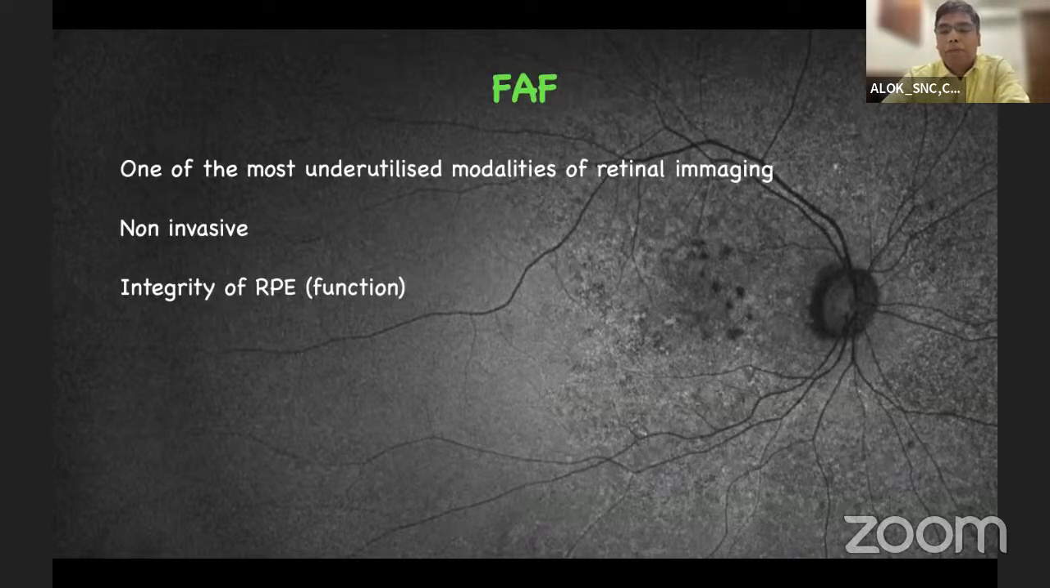Now, why fundus autofluorescence is because what I feel is this is one of the most underutilized modalities of retinal imaging. It has got a great advantage that it is non-invasive. It can be done very quickly. And moreover, it can provide you with the functional integrity of RPE, which is very important in some of the diseases.